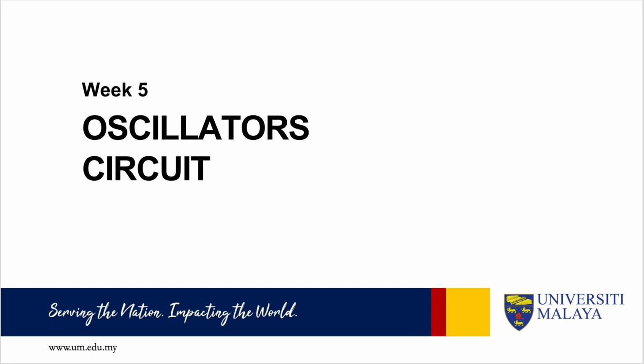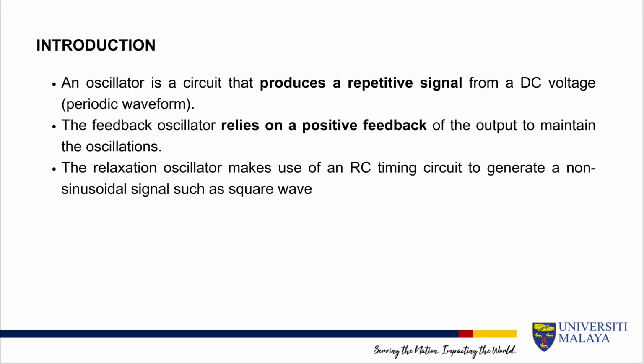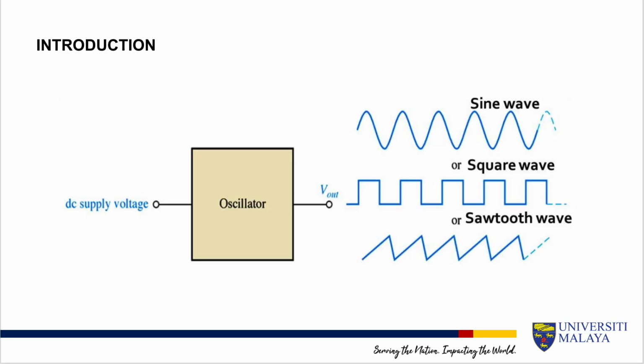Hi, in this video we are going to talk about oscillators. What is an oscillator? An oscillator is basically a circuit that takes in DC input and converts it into an AC output. Now the output can be sinusoidal in nature. You can get a sine wave, also known as a harmonic oscillator, or you can get a non-sinusoidal output.